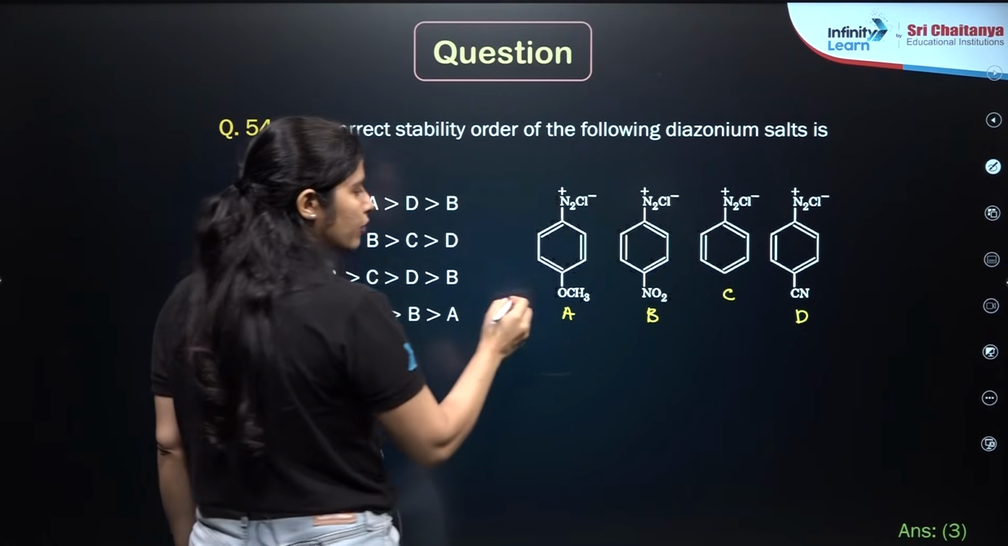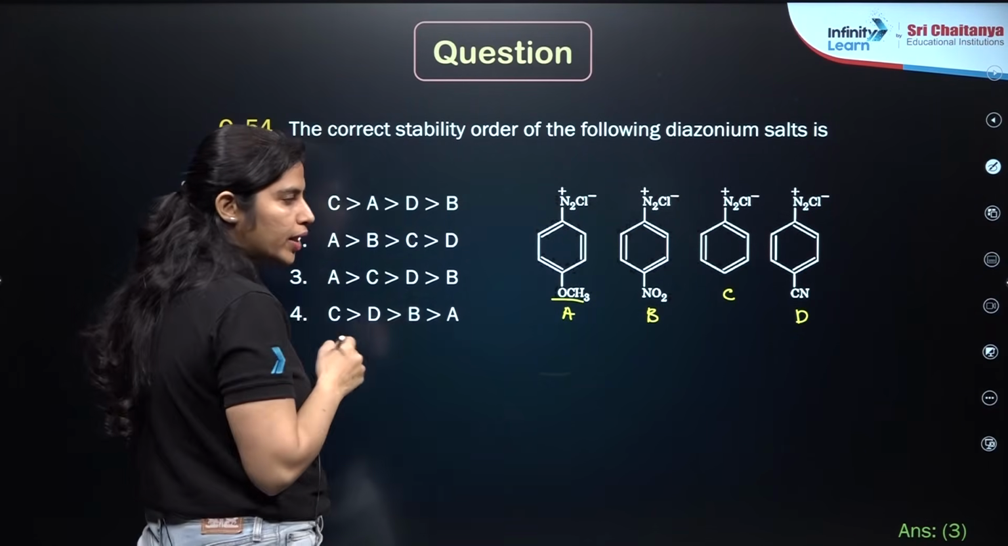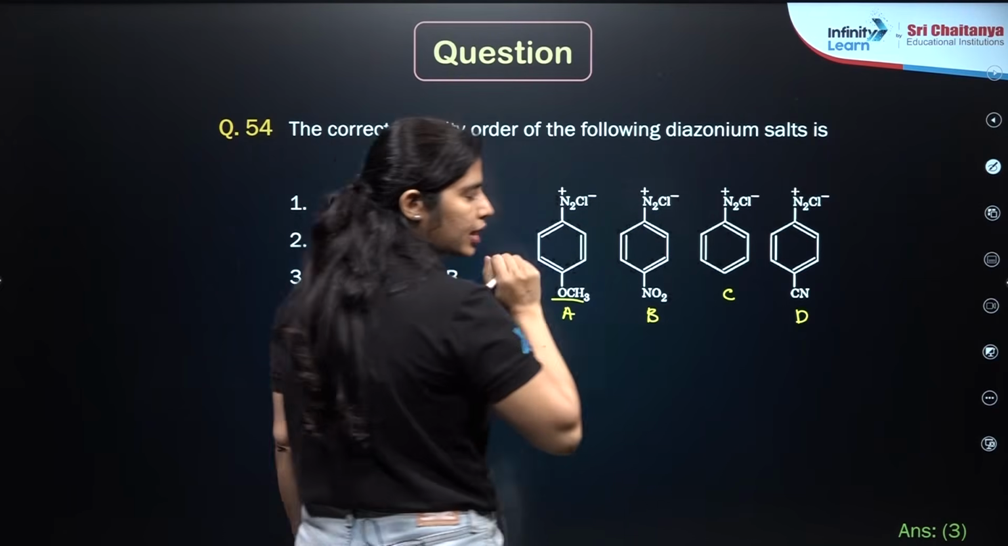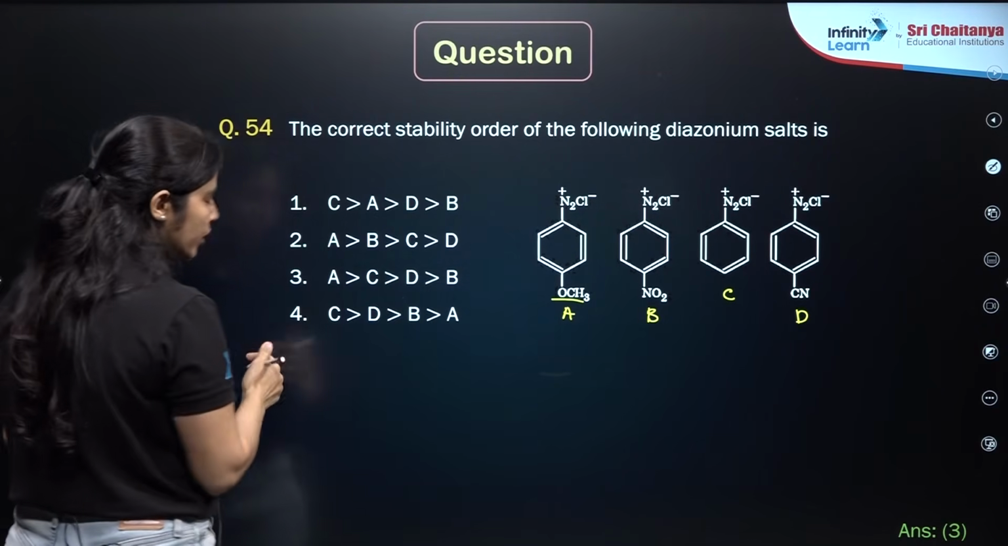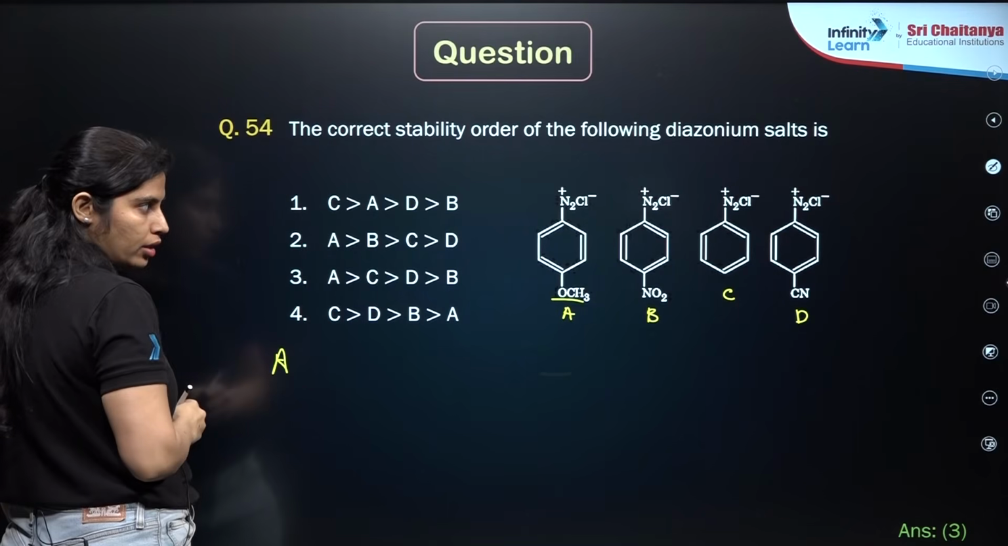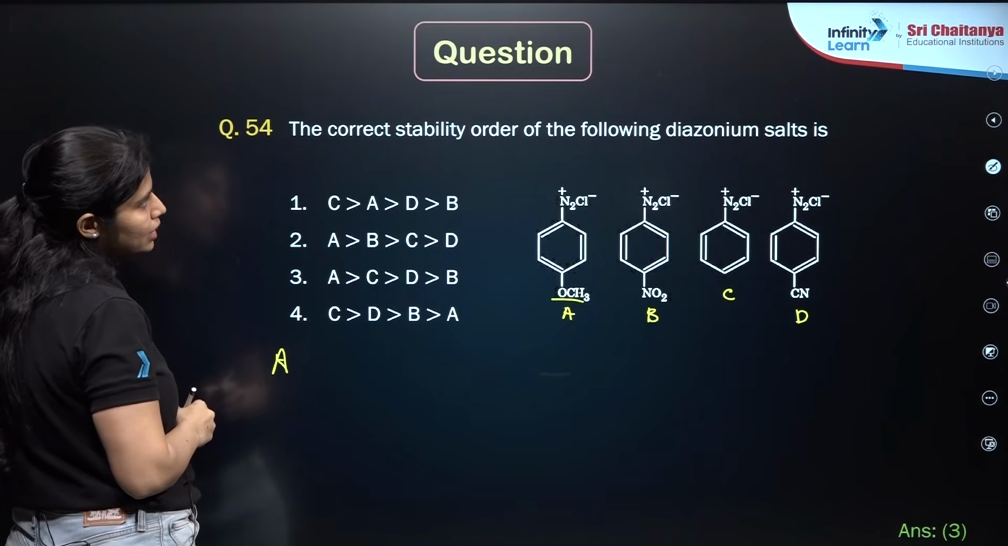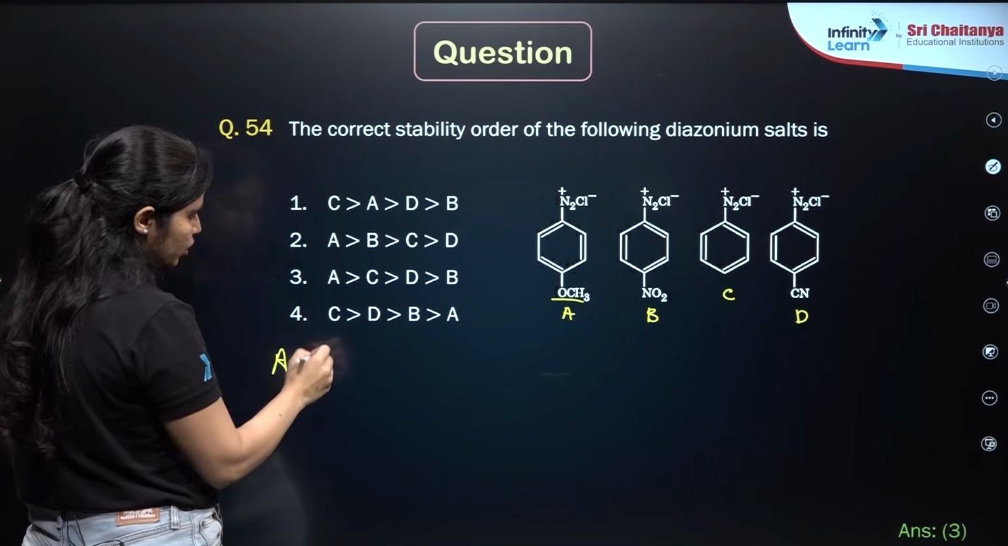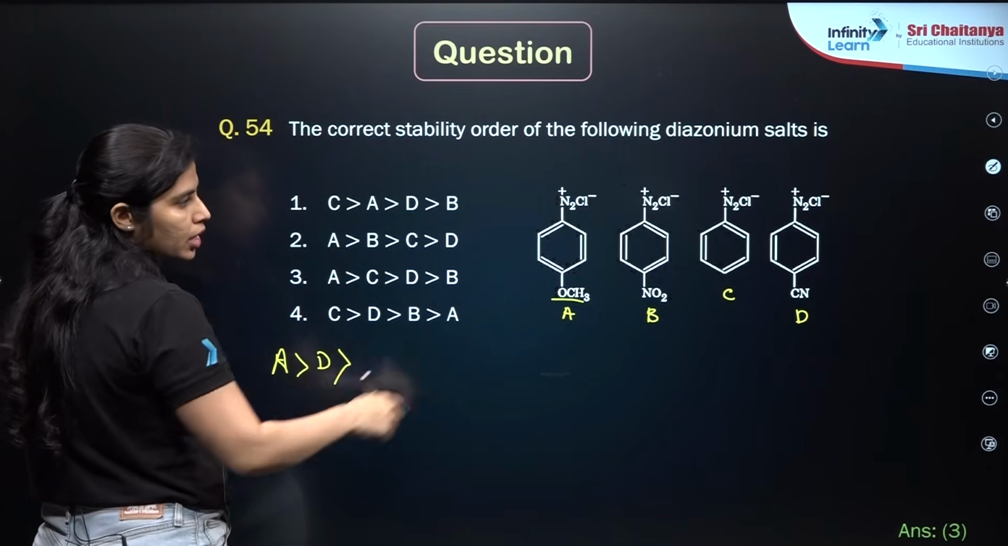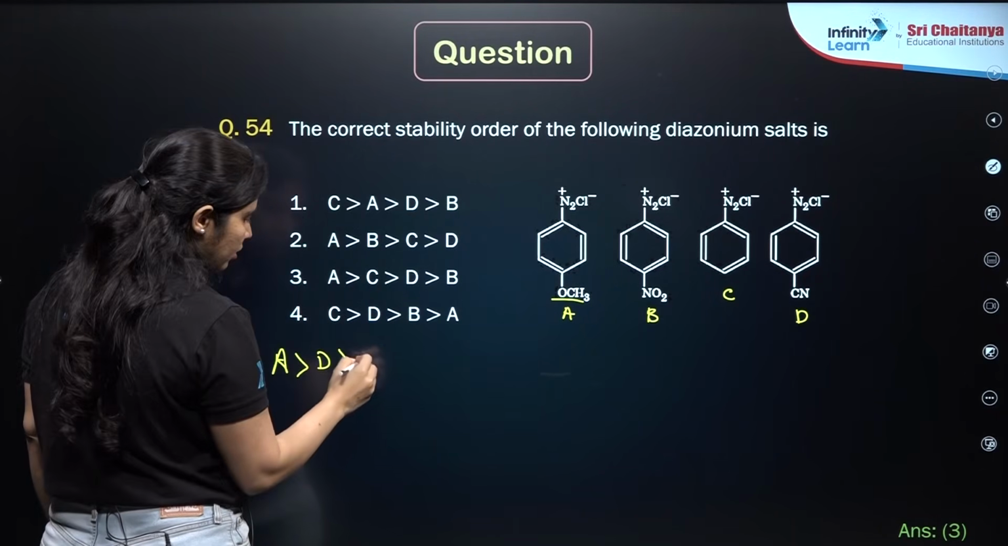How many are electron donating? We have only OCH3, that is electron donating. Nitro is electron withdrawing, CN is electron withdrawing, and one has no substituent. So we have A, which is definitely going to be more stable. After that, the next one is going to be D with no substituent. Then the next one is going to be CN, right?